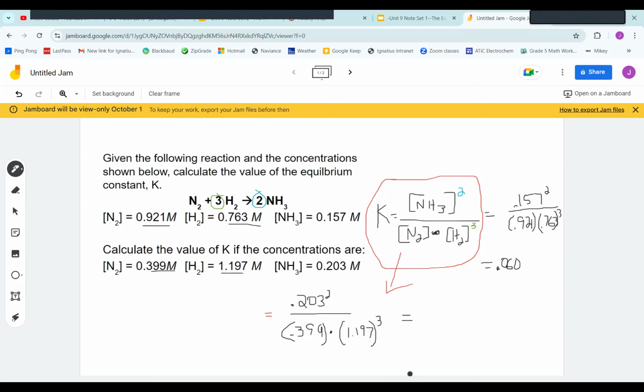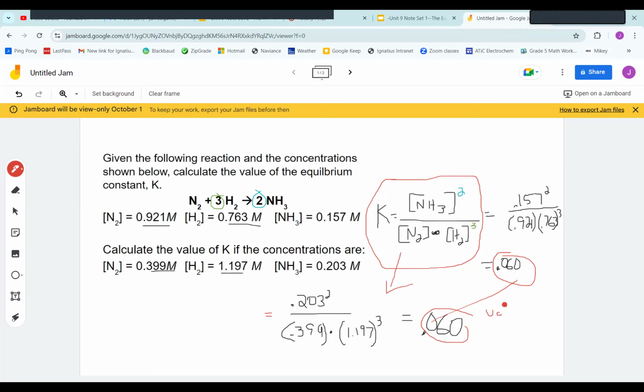Again, please be careful when you type this into your calculator. Take 0.203 and square it. Then hit divide by, open parentheses, 0.399 times 1.197 cubed. When you hit enter, you should get 0.060. Students, it is not an accident that you're getting the same numerical results.